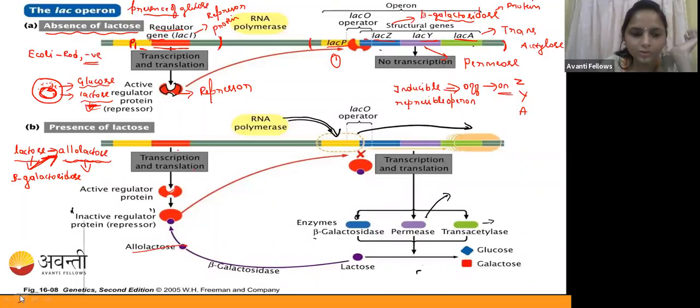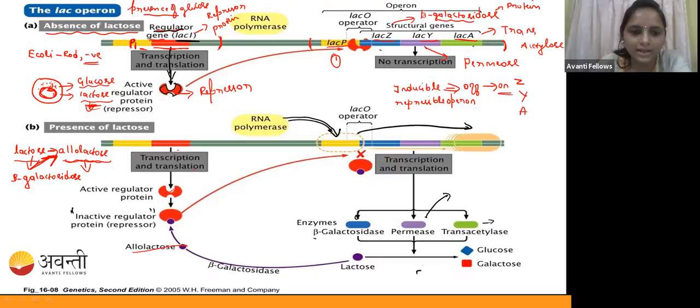Whenever glucose is present in the media, what will happen, guys? This gene is not going to operate, not going to activate, so it is not undergoing transcription. The transcription is off now. What is the main reason? In the absence of lactose, the regulator gene, that is lacI, not the inducer, lacI is the inhibitor, is going to be transcribed.